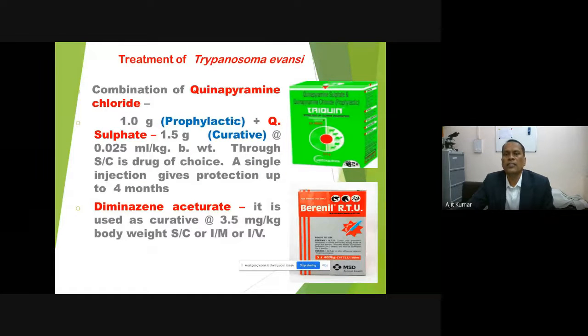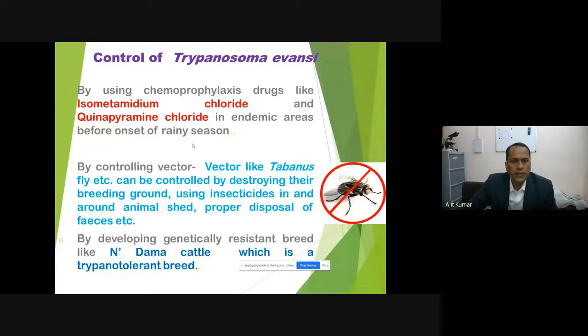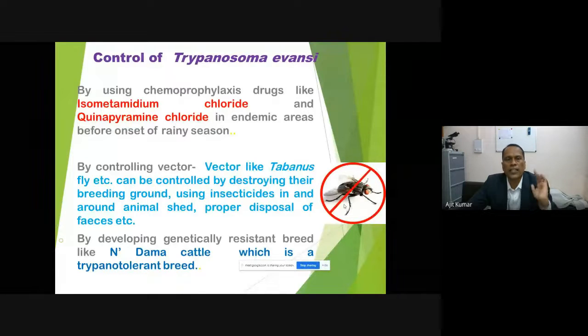Then these are the drugs of choice. As already told, quinapyramine chloride acts as a chemoprophylactic drug which prevents the occurrence of Trypanosoma evansi infection, that is the disease surra, for up to 4 months. Then Trypanosoma is controlled by controlling the Tabanus fly, by destroying the breeding habitat, using insecticide in and around the animal, and proper disposal of feces, because the fly lays eggs on the feces of the animal. So by controlling the Tabanus population, we ultimately control the disease.